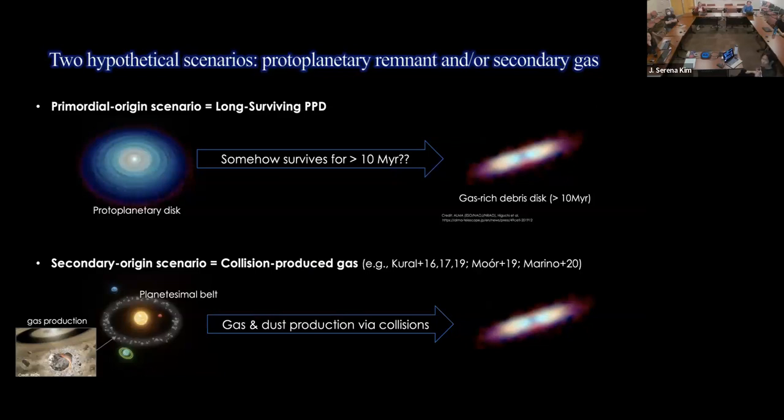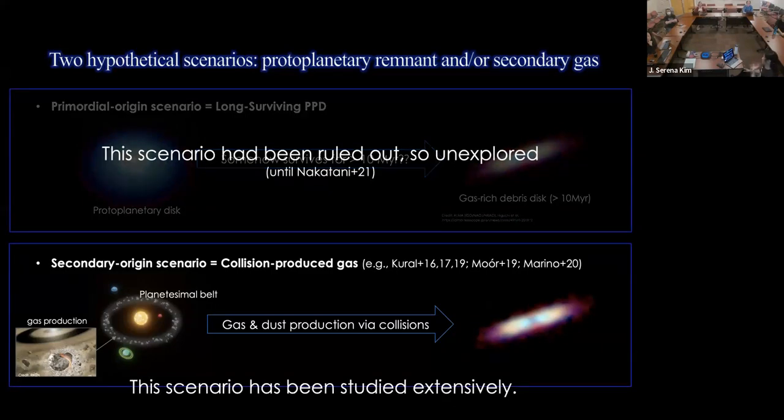And for the origin of the gas, two hypotheses are proposed. One is the primordial origin scenario. This explains the gas as a long surviving protoplanetary disk. But as in the first part, this scenario has been ruled out because observations suggest a lifetime of less than 10 million years, and some models suggest less than 10 million years lifetimes for gas. So people are more interested in the secondary origin scenario. This scenario says gas is released from colliding planetesimals in a planetesimal belt, so it accumulates to be observed as gas-rich debris disks. So the primordial origin scenario was practically ruled out, but in 2021, I came up with an idea to make this scenario possible. I'm going to talk about it later.